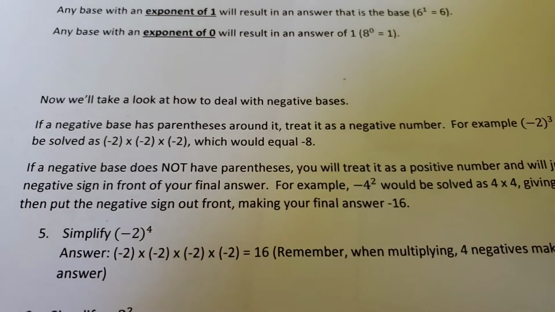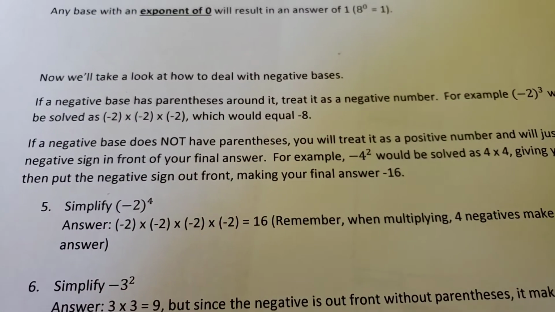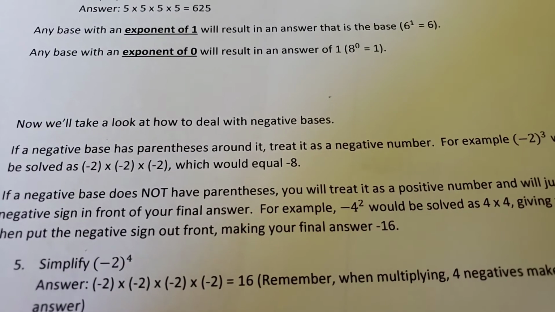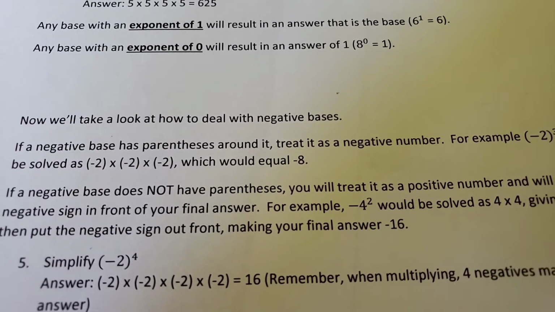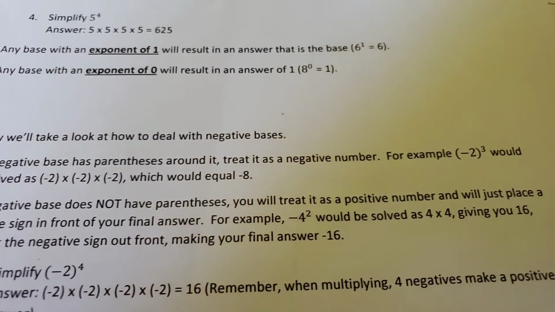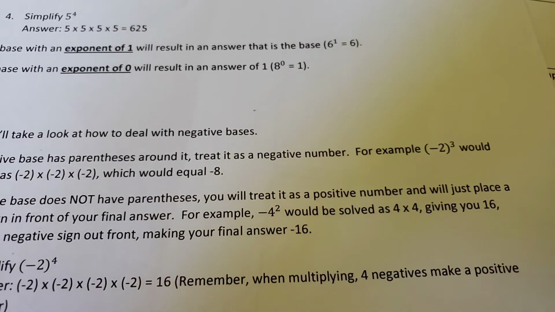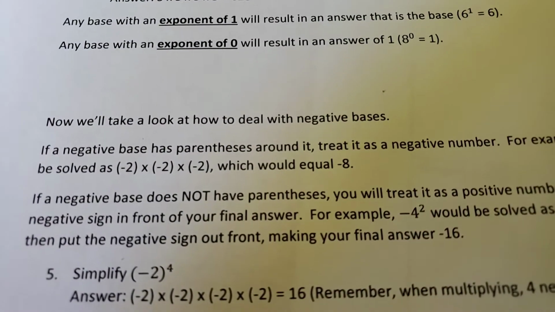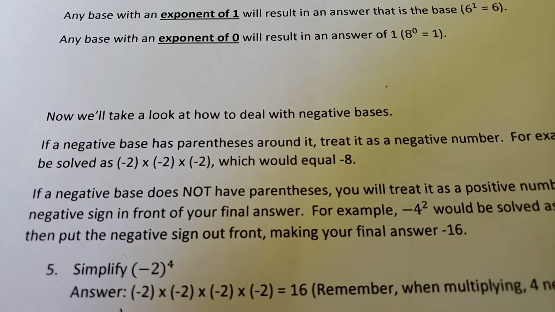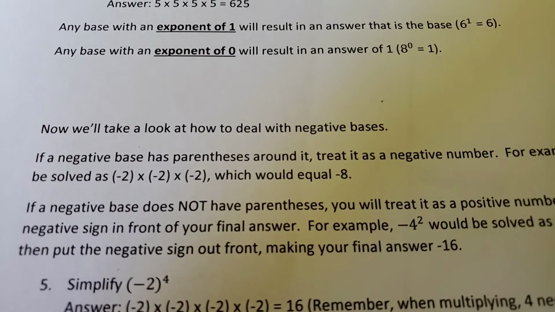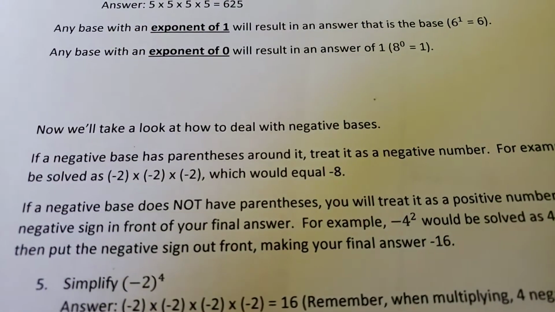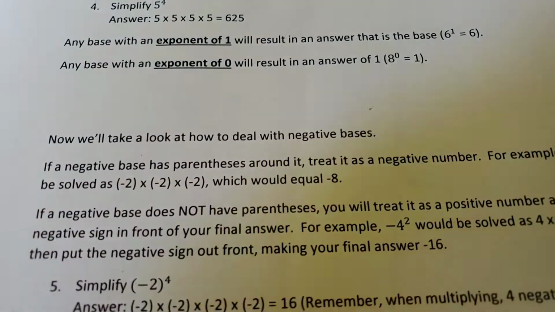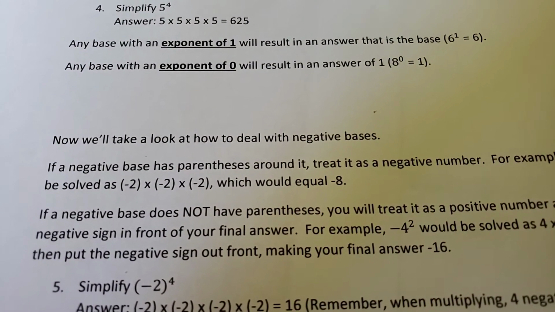Now, what do we do when we have negative bases? So the big number is a negative number. All right. If a negative base has parentheses around it, we would treat that as a negative number. For example, if I had negative 2 to the third power, it would be solved as negative 2 times negative 2 times negative 2, which equals negative 8. Remember our multiplication rules for positive negative numbers. If you have even numbers of negative signs, you would have a positive number. And if you have odd numbers, see how there's 1, 2, 3 of those, it would equal negative 8.